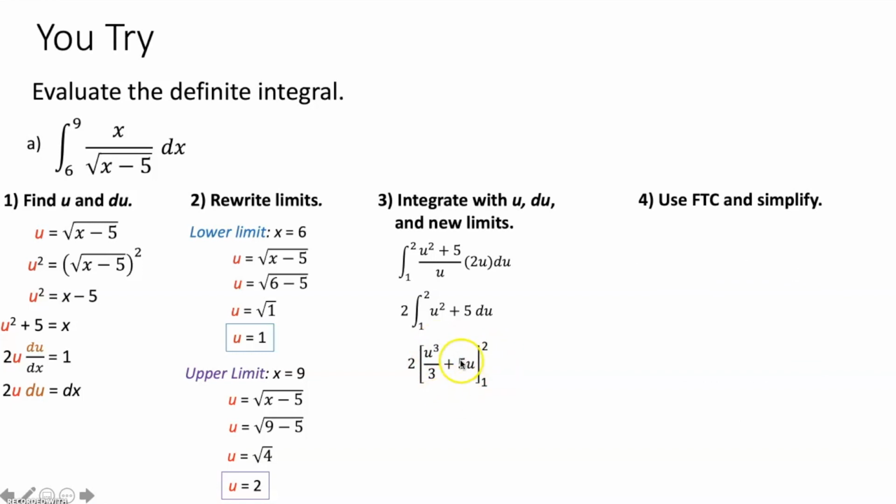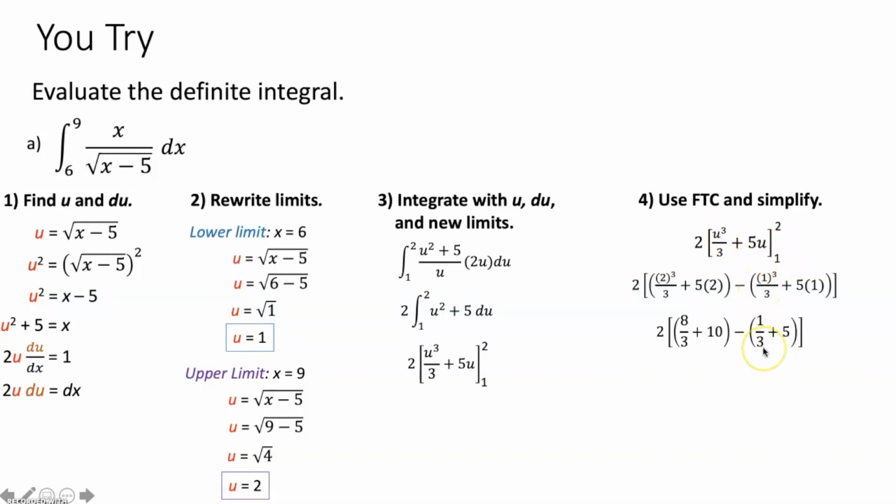Now let's evaluate this using the fundamental theorem of calculus. I'm going to take my upper limit of integration, 2, and plug it in for each of the u's. I'm going to subtract when I plug in my lower limit of integration, 1, for each of the u's. I then simplify, and I end up getting the exact area under this function on this given interval is 44 over 3. Notice that I did not plug the square root of x minus 5 back in for u. We don't do that when we rewrite our limits of integration.